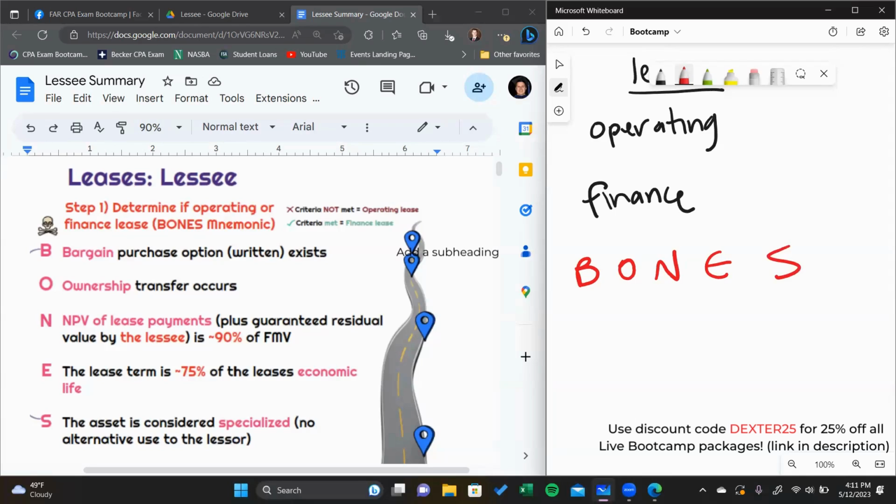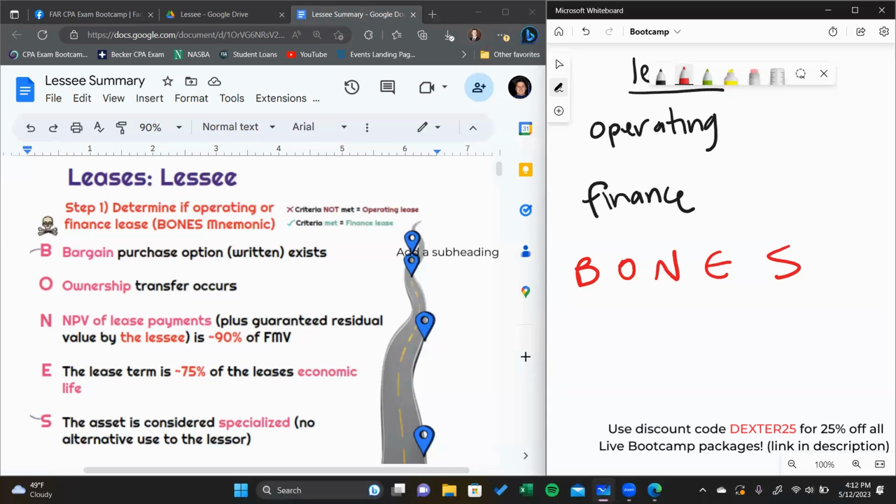And then the final one is S, specialized. If the asset is so specialized that it has no alternative use to any other party, then this criteria has been met. So if we're leasing a very specific machine that was developed just for our business, and the lessor would have no alternative use, they can't lease it to anybody else, they can't sell it, then that criteria has been satisfied.